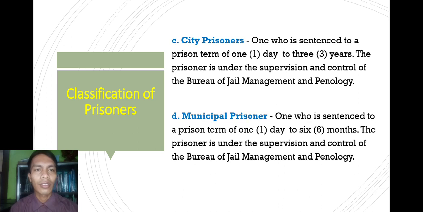And the next one, the last one is the municipal prisoner. So, one who is sentenced to a prison term of 1 day to 6 months. So, maximum na siya 6 months. The prisoner is under the supervision and control of BJMP. So, BJMP gyapon because below siya og 3 years. 6 months lang ang maximum. So, that is called municipal prisoner. So, those are the 4 classification of prisoners. First, the national or insular prisoners, the provincial prisoners, city prisoners, and the last one is the municipal prisoners. So, take note of that, guys, na ito ang classification of prisoners.